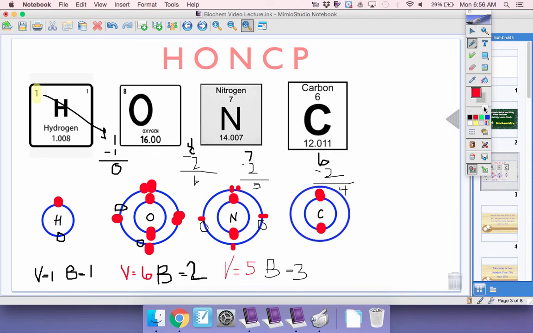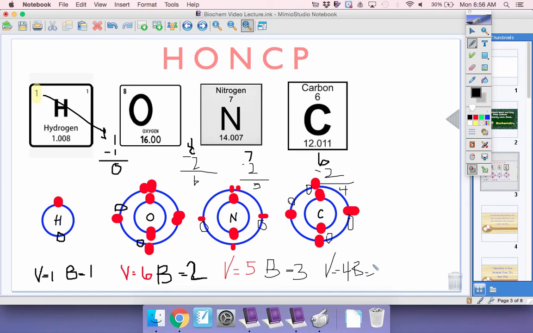We go out to that next energy level, and we add 4 electrons. Oops, I don't know why that isn't working. 1, 2, 3, 4 electrons. That second level can hold 8, and that leaves us 1, 2, 3, 4 spaces for bonding. So valence electrons, we have 4.